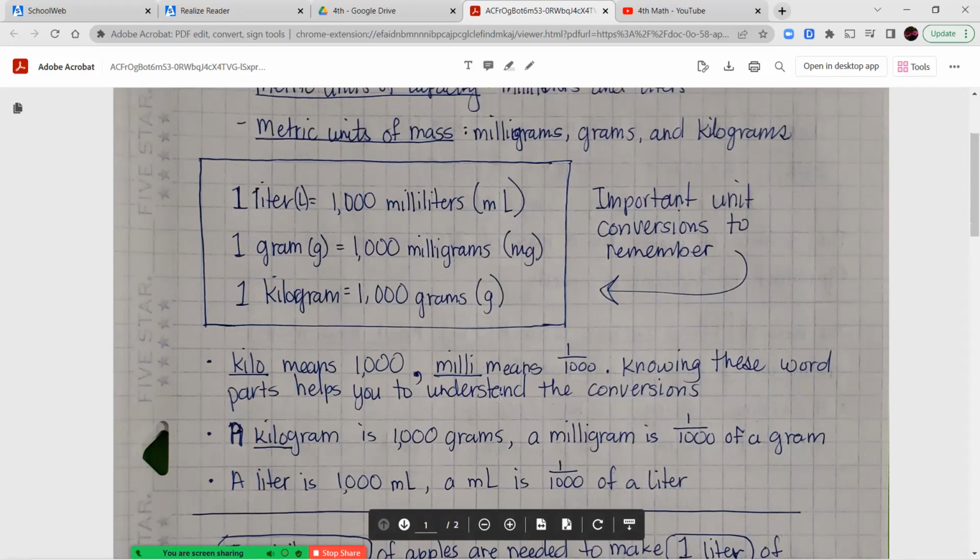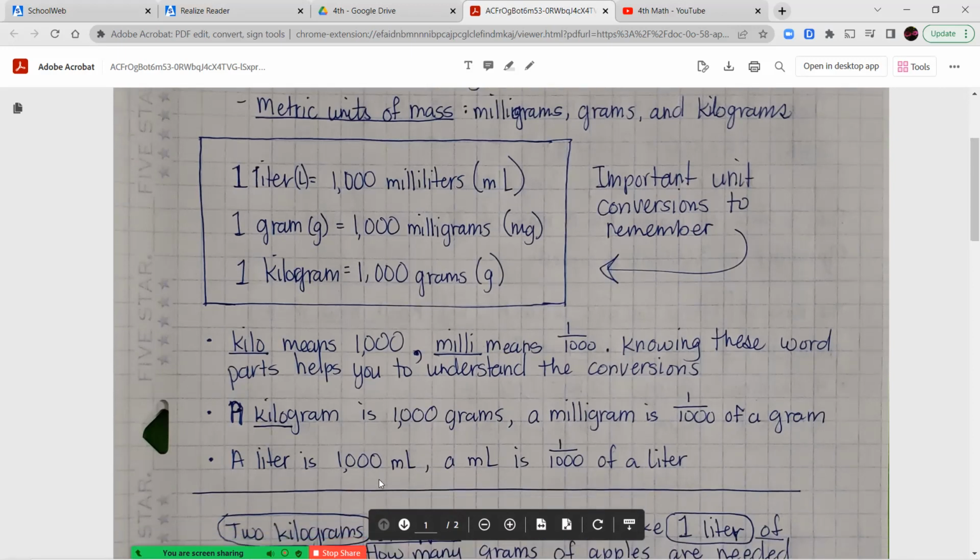So knowing these word parts helps you to understand the conversions. So if I say a kilogram, I know I'm talking about 1,000 of my grams. A milligram is going to be 1 out of 1,000, 1/1,000th of a gram. A liter is 1,000 milliliters, just like a milliliter is 1/1,000th of a liter.